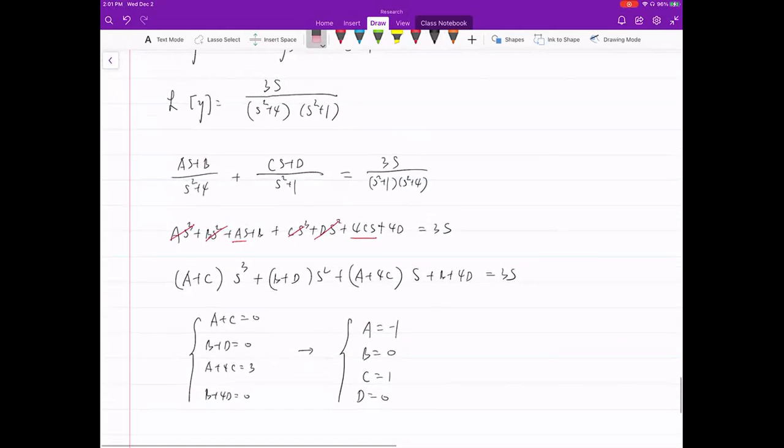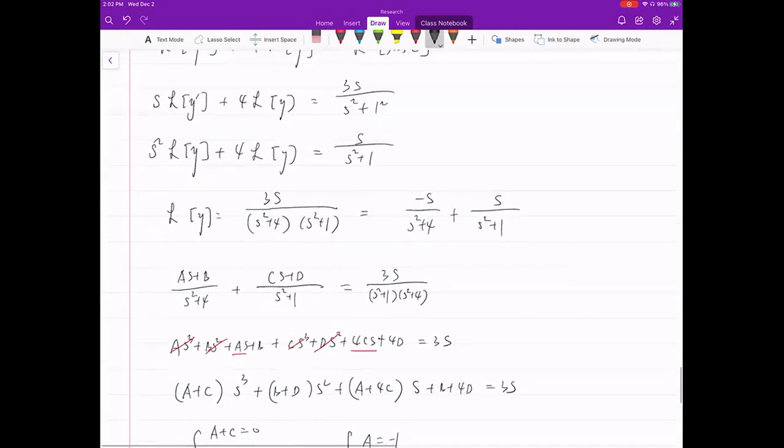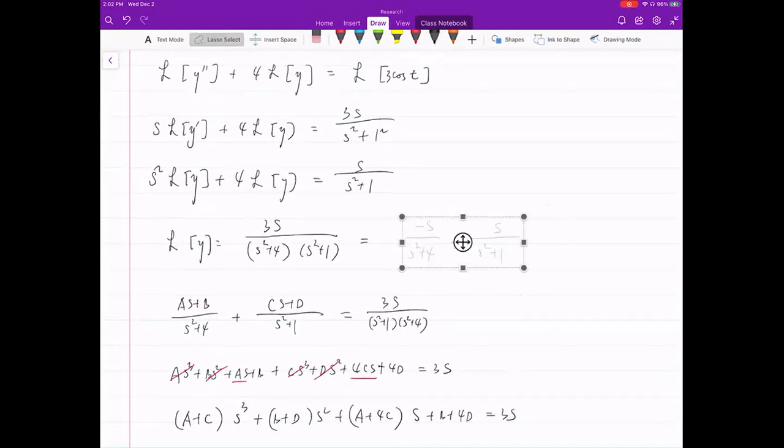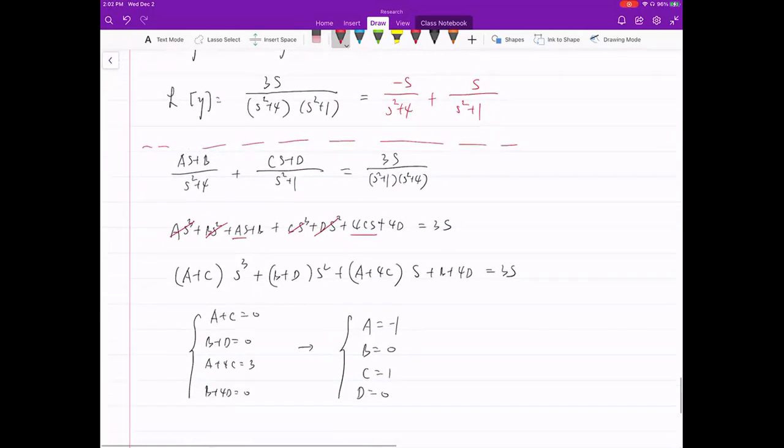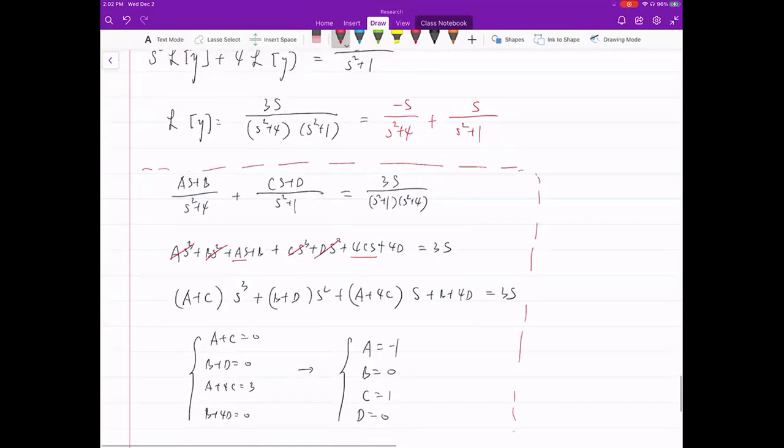All right, then therefore, A is negative 1. Negative s plus 1 over, times s squared plus 1. All right. Everything here will be the side topic of how to do the partial fraction.